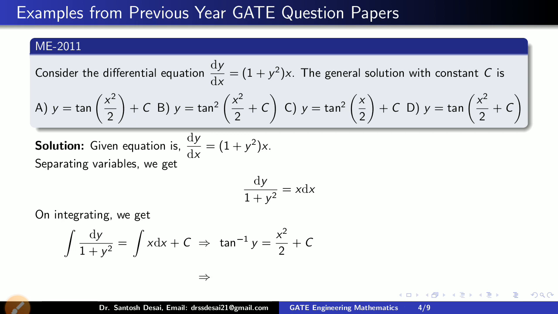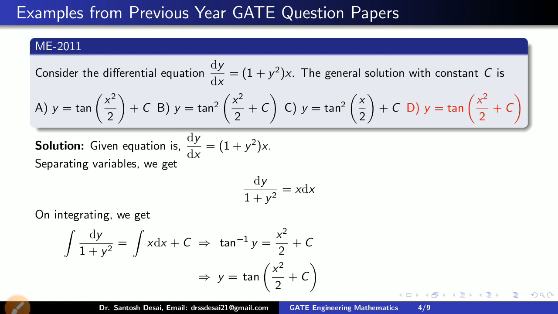We get y is equal to tan of x square by 2 plus c. Now obviously option C is the answer. Sorry, option D is the answer. So the weightage of this example is 1 mark, because we have to find only the general solution and it is for 1 mark.